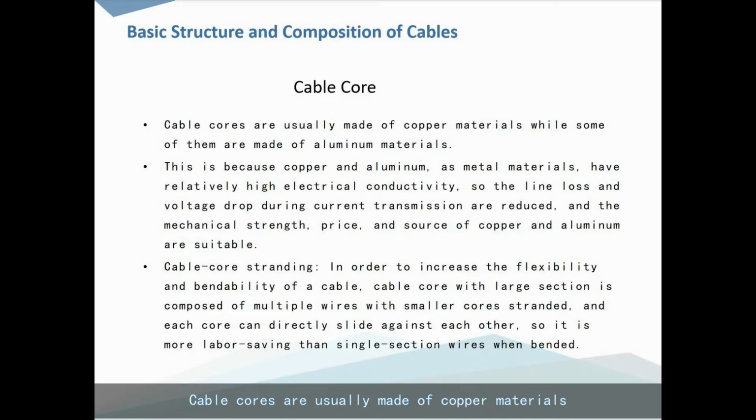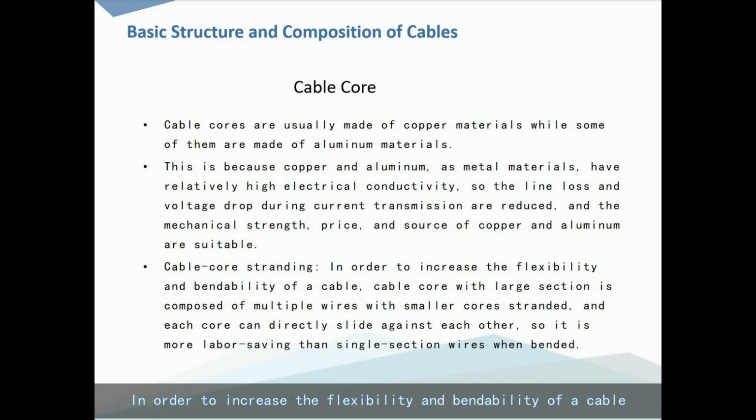Cable cores are usually made of copper materials, while some of them are made of aluminum materials. This is because copper and aluminum, as metal materials, have relatively high electrical conductivity, so the line loss and voltage drop during current transmission are reduced, and the mechanical strength, price, and source of copper and aluminum are suitable.